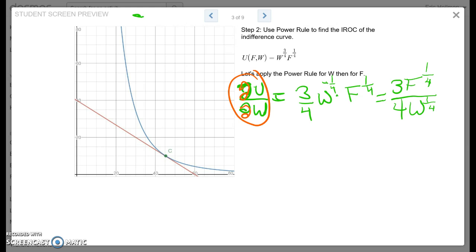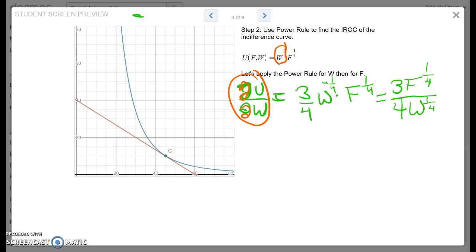Anyway, so remember when we are applying the power rule, we're treating W as if it's the variable. So you bring down the exponent and then reduce the exponent by 1. So I brought the 3/4 down. So that's where the 3/4 in front of W came from. And then I subtracted 1 from W's exponent. That gave me negative 1/4. And then anything else that's not the variable in question, you just leave it alone. So I just left f to the 1/4 alone.